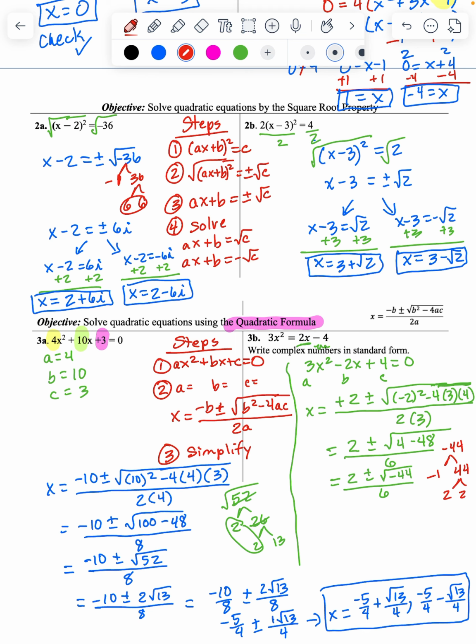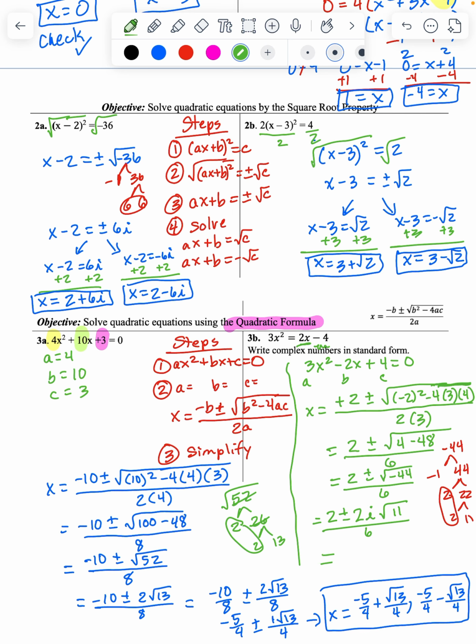44 is 2 times 22. 22 is 2 times 11. Sorry, too many ones. 11. So we have a pair of 2's. The negative 1 that's inside the square root becomes an I, and then 11 that doesn't have a pair is going to stay inside. So 2 plus or minus 2 that comes out, I from the square root of negative 1 part, 11 that stays in, all over 6.